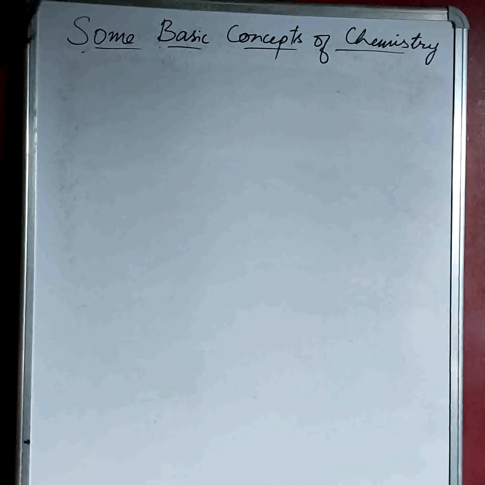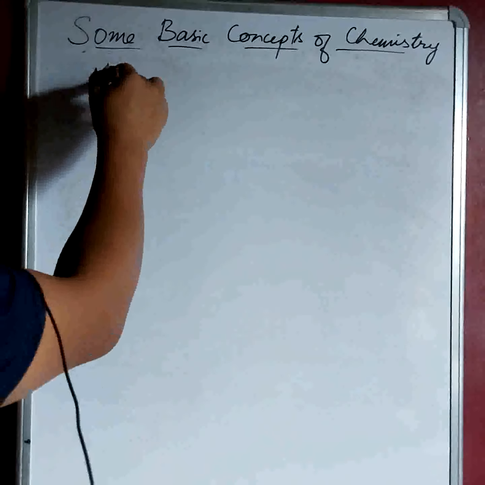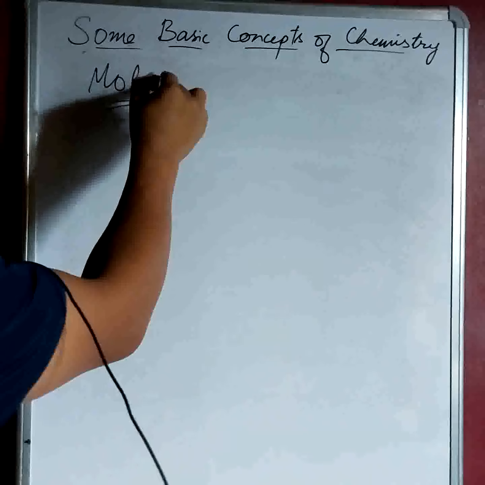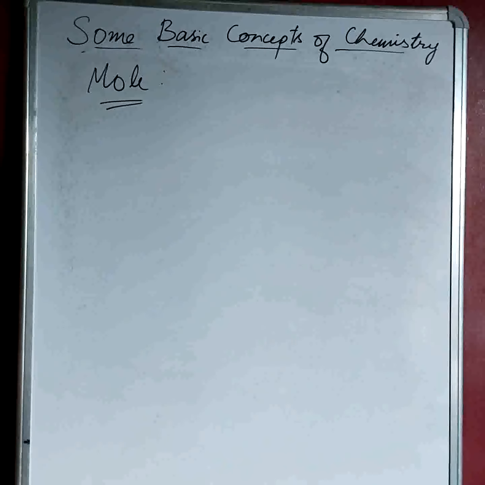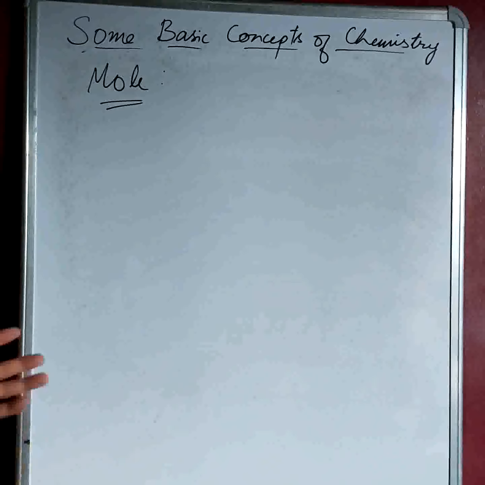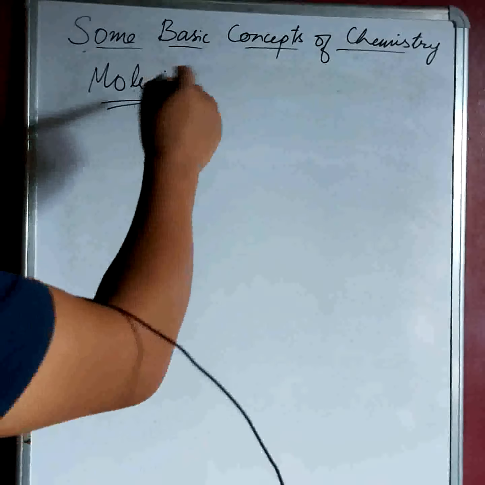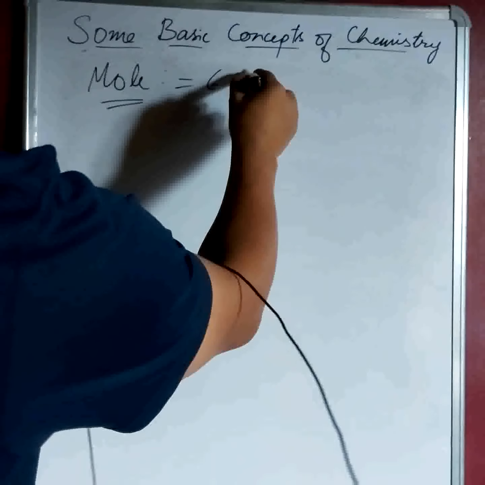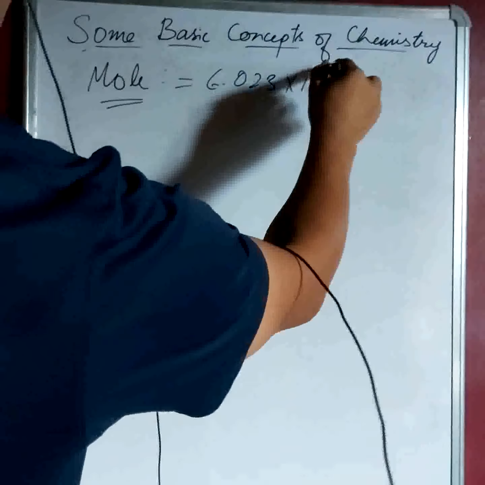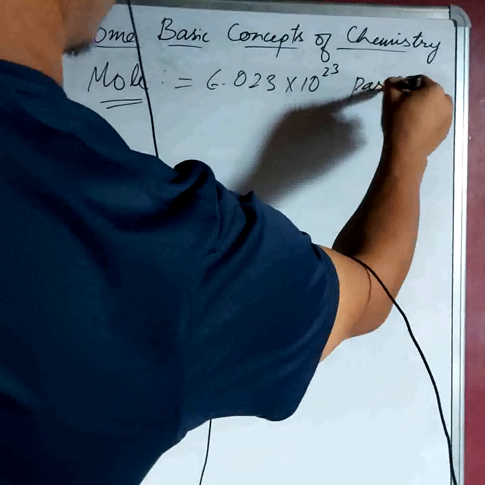From the atomic mass unit, we can define what is a mole. A mole is an important concept in chemistry. This mole is the standard frame of reference for all the elements, or the compounds or molecules. Now, what is a mole? It's just a number. It is equal to 6.023 into 10 raised to the power 23 particles, or entities.